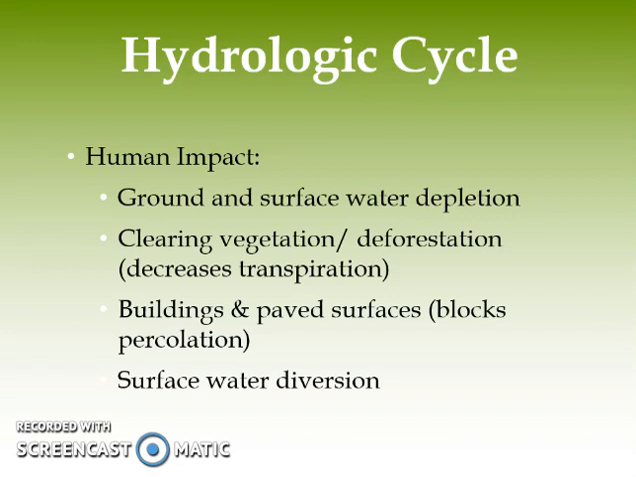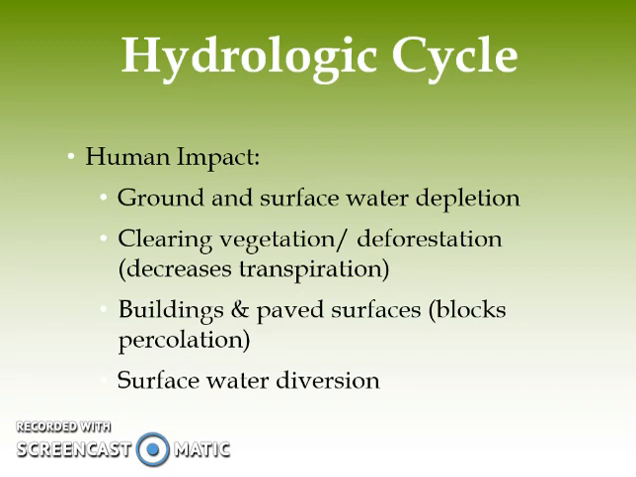Clearing vegetation and deforestation are two biggies as well, or one biggie. They reduce transpiration, which can actually reduce rainfall. So the rainforest occurs because it produces the rain. So they're linked. So if you remove one, you're going to impact the other. Then buildings and paving surfaces. This blocks percolation and blocks the recharge of our groundwater, which is a very big deal.